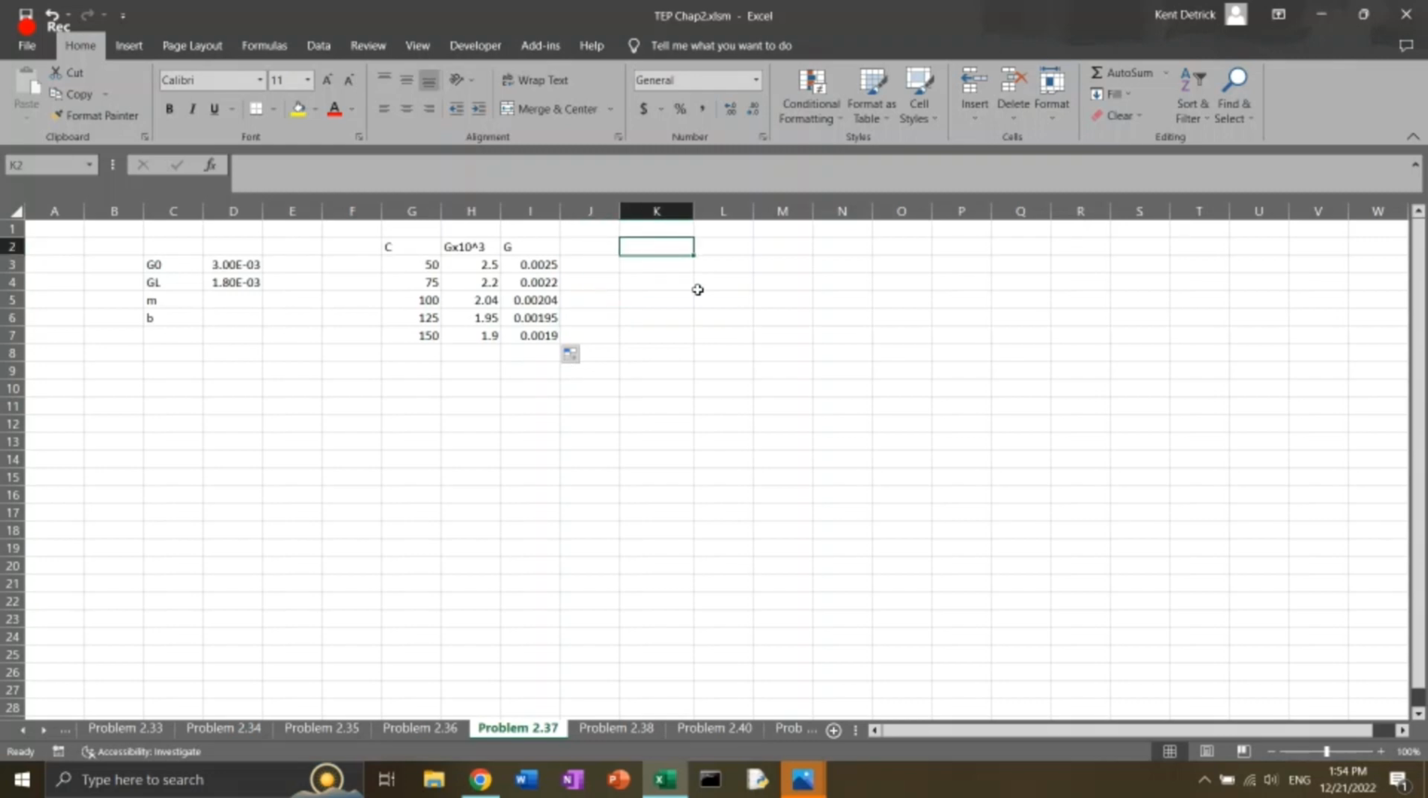Now let's create our y and x variables. So y equals the natural log of a numerator and a denominator. The numerator is GO minus G, and the denominator is G minus GL. So those are our y's. And our x values are the natural log of C.